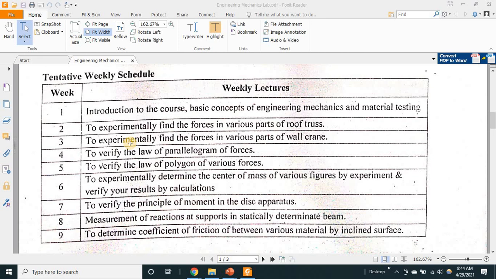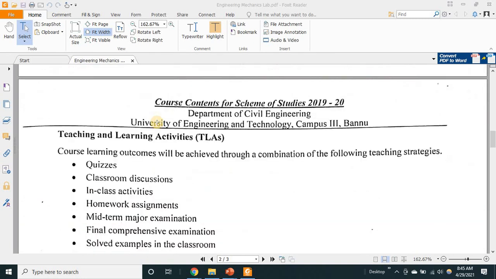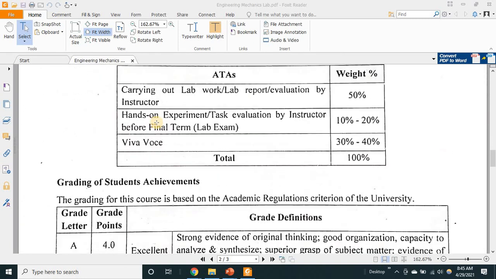The sixth one is to experimentally determine the center of mass of various figures and verify your results by calculations. Number 7, to verify the principle of moments in a disk apparatus. Number 8, measurement of reactions at supports in a statically determinate beam. Number 9, to determine the coefficient of friction between various materials on an inclined surface.